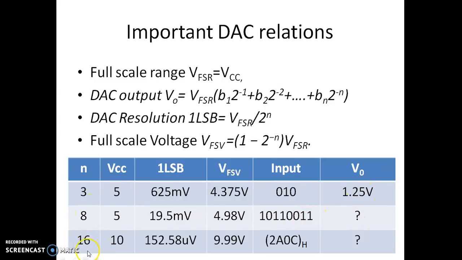So similarly, we have taken n is equal to 16. The VCC is 10 volts. The 1 LSB happens to be 152.58 microvolts. The full scale voltage, you can see, is 9.99, very close to 10 volts. And for the input combination, you can estimate what is the V0. You can carefully observe here, as the number of bits increases, the resolution is increasing, and you can see the full scale voltage is close to the supply voltage. So as the number of bits increases, the full scale voltage is almost equal to the full scale range, that is VCC, and we get a better resolution of a DAC.